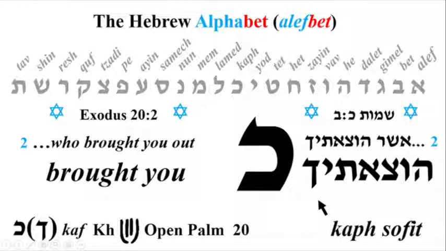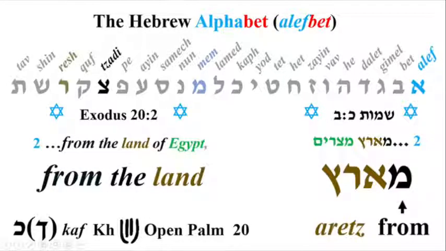Hotzateka, notice, ends in a Kaph. A Kaph sophit. That Kaph at the end is to bring you. Remember again, anytime it ends with a Kaph, that's your or you. From the land. The word land is aretz. If you put a mem in front of a word like this, mem is the prefix for from. So ma'aretz is from the land.